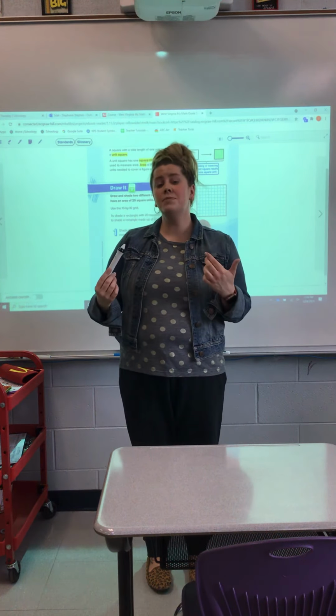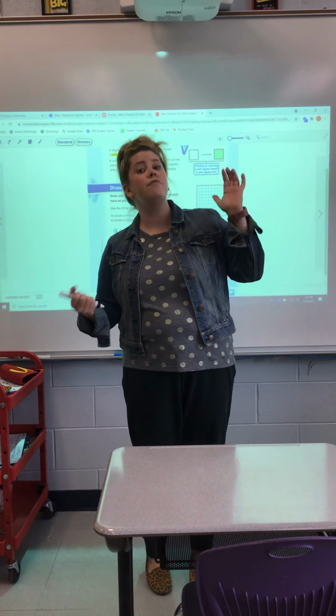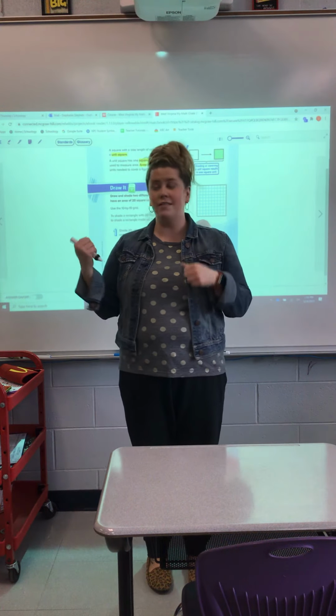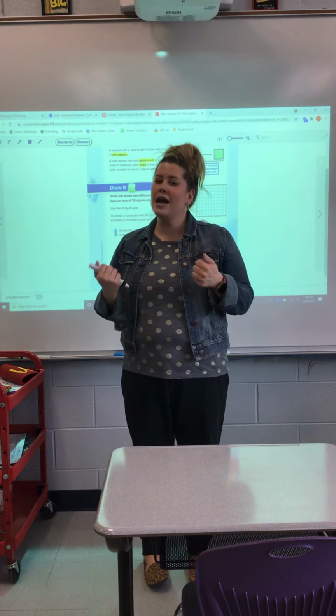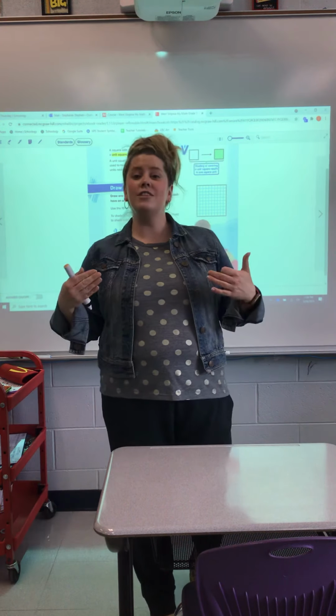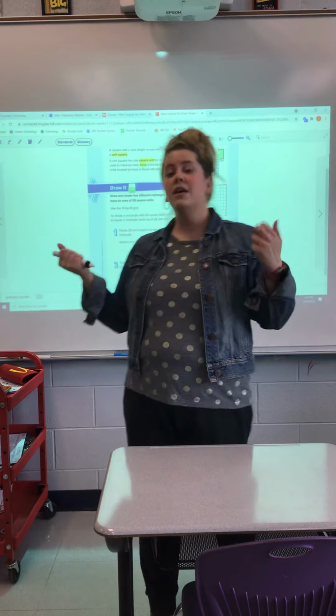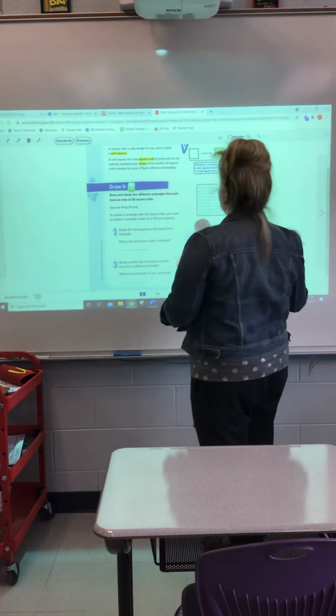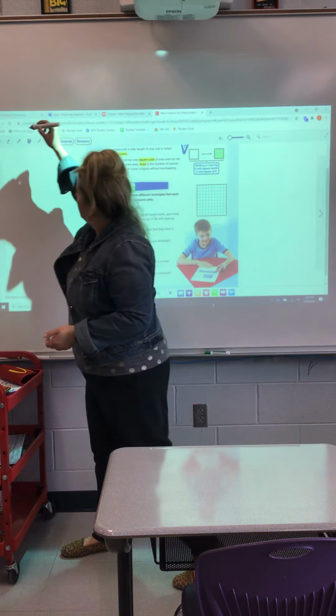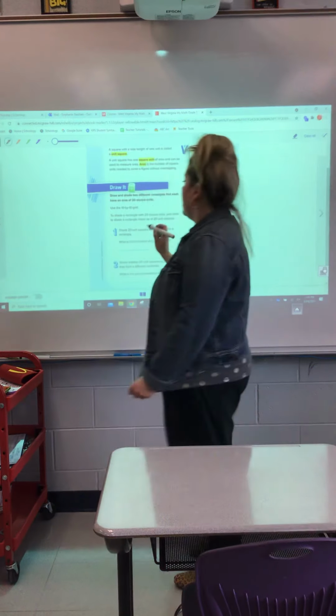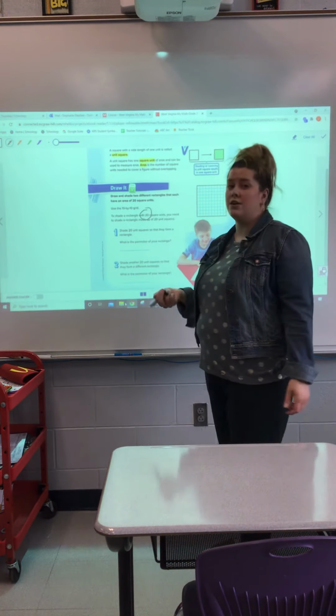If you don't know your multiplication facts, you're probably going to want to have your multiplication chart that's in the back of your book. You're going to want to have it close by because we got to know these facts to help us with area. So I want to have an area of 20 square units.